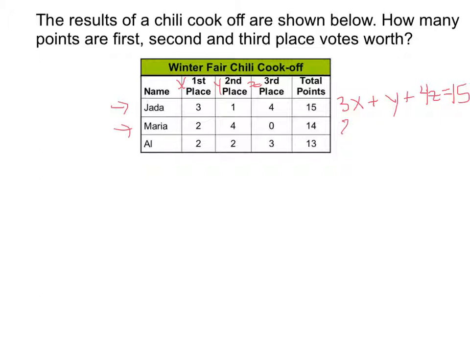Maria, she got 2 votes times the number of points, plus 4 votes times the number of points, plus no votes times the number of points, and she ended up with 14 points. So that was her result. Then we had Al, and Al got 2 votes times the number of points, plus 2 votes times the number of points, plus 3 votes times the number of points, and he ended up with 13.